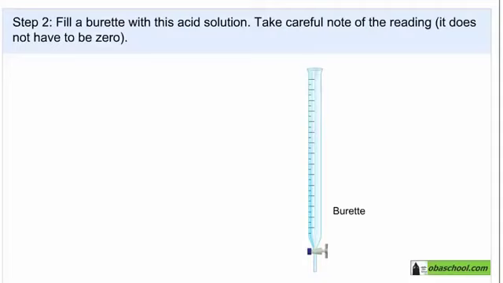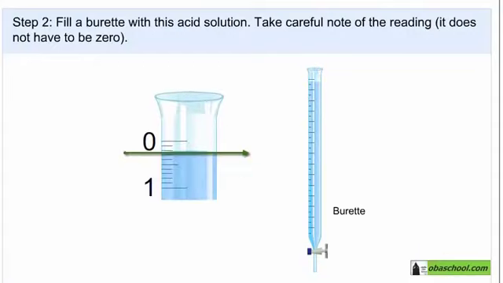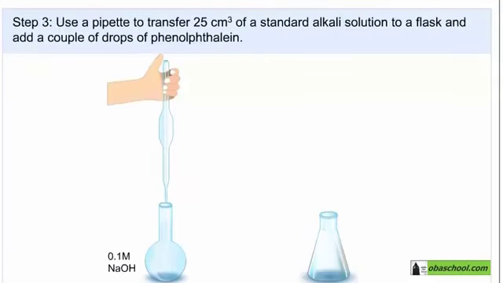Now we fill a burette with the prepared acid solution. We should not fill it up to the 0 mark. For example, we fill it to the 0.3 mark. Now we transfer a base using a pipette. We transfer 25 cm³ of base, which is of known and accurate concentration. We transfer it into an Erlenmeyer flask.